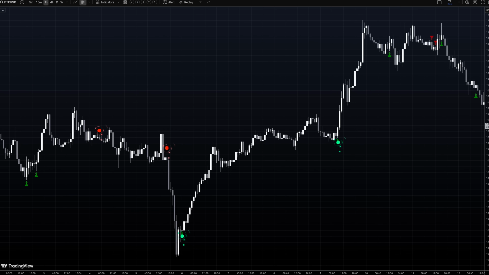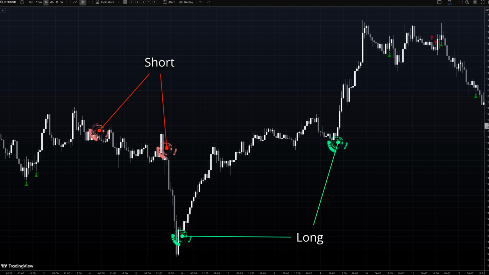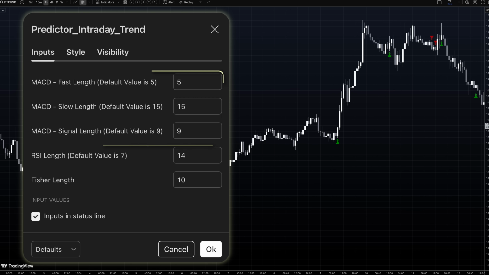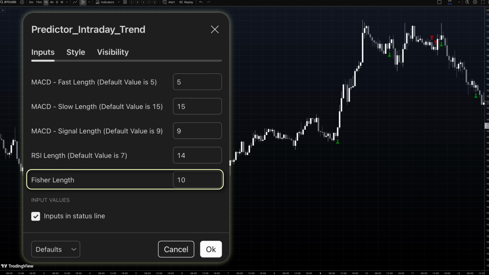Each predictor generates both long signals, displayed as green upward triangles below bars, and short signals, shown as red downward triangles above bars. The indicator's foundation rests on MACD calculations. Combined with RSI analysis, the Fisher transform component adds another layer of signal processing with a 10-period calculation, creating a multi-dimensional approach to trend prediction.